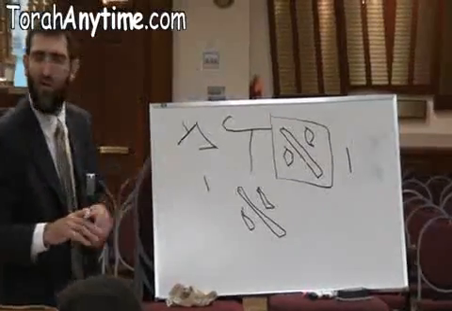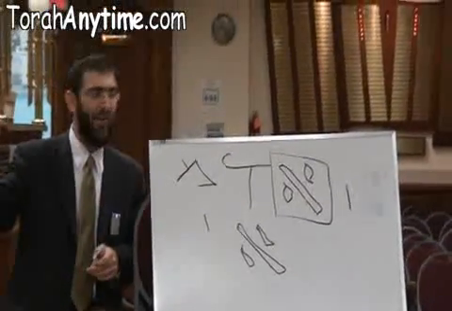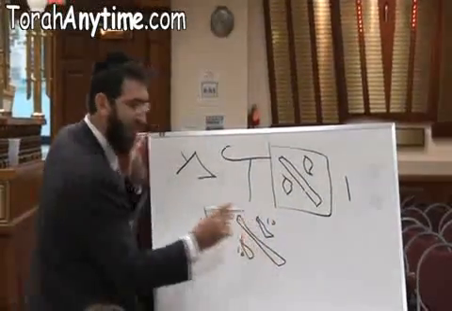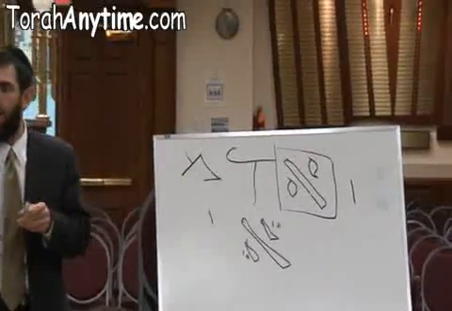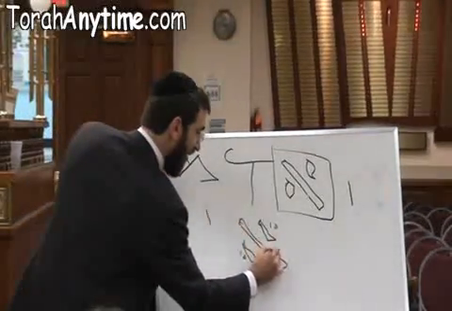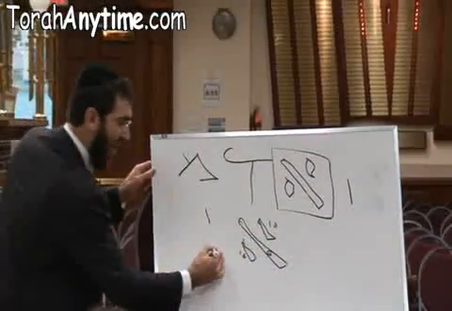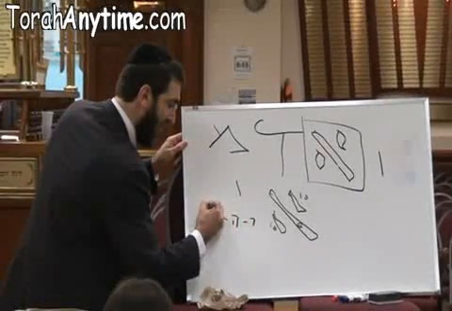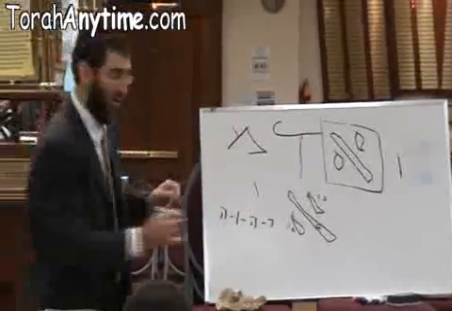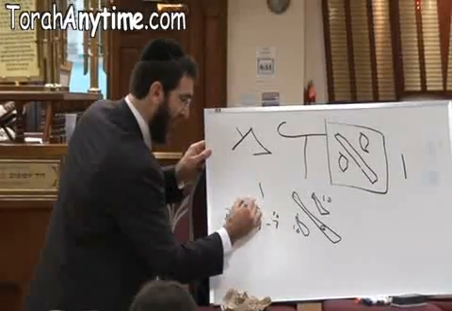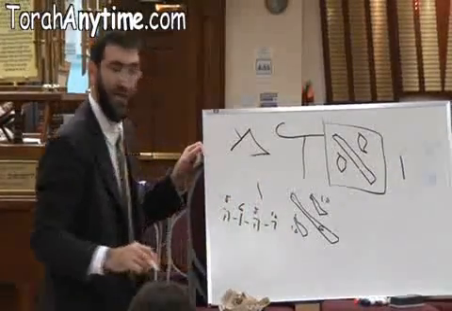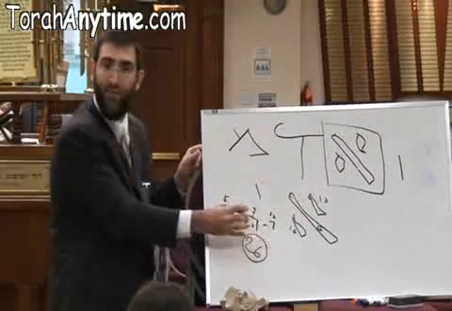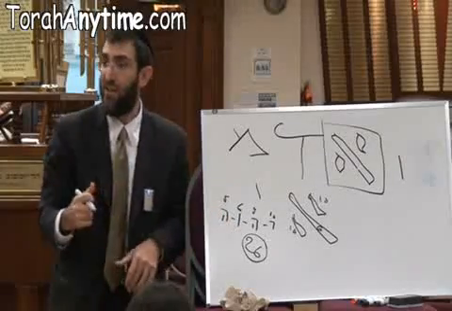Help me along. What's the numerical value of Yud? Aleph, Beit, Gimel, Dalet, Hey, Vav, Zayin, Chet, Tet, Yud. So I have Yud, Yud, and the numerical value of a Vav. Aleph, Beit, Gimel, Dalet, Hey, Vav, 6. That's interesting because that happens to be the same numerical value as this word. Yud, Hey, Vav, Hey. God's name. Yud is 10, Hey is 5, Vav is 6, Hey is 5. You add it together, what do you get? 26. So we see in the structure of the Aleph the same numerical value as God's name.